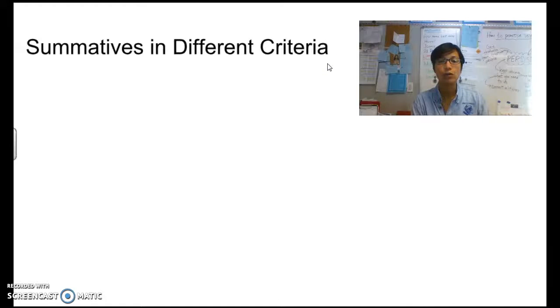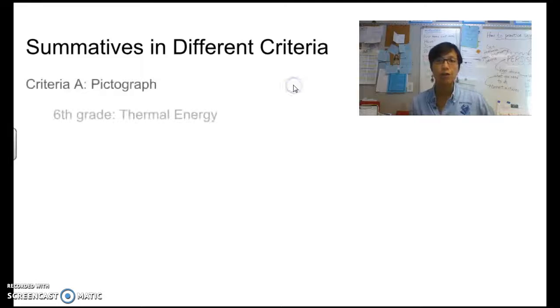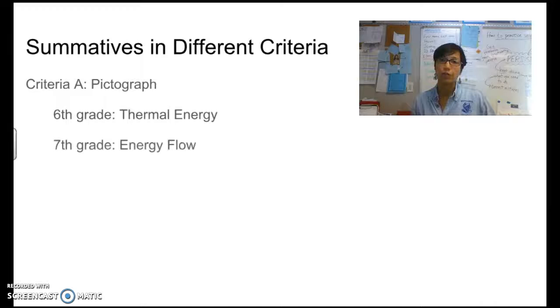I sent a video a few weeks ago on the different criteria that your grade will be based on. There is criteria A, the pictograph. For 6th grade, it was the thermal energy. For 7th grade, it was the energy flow.